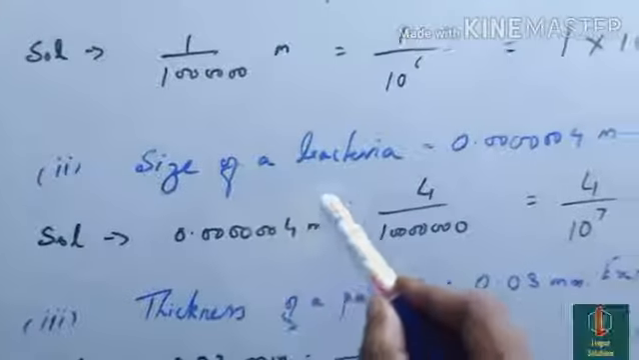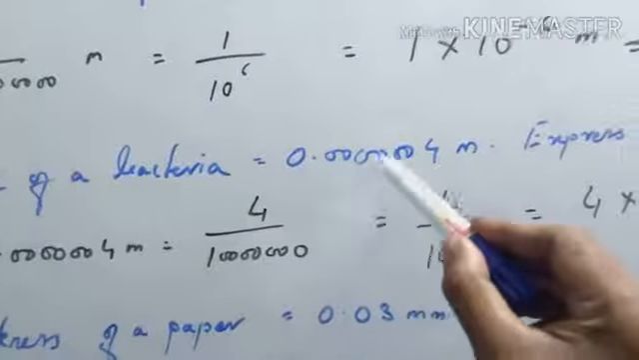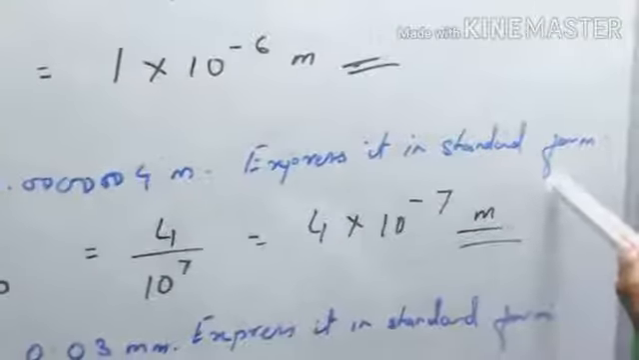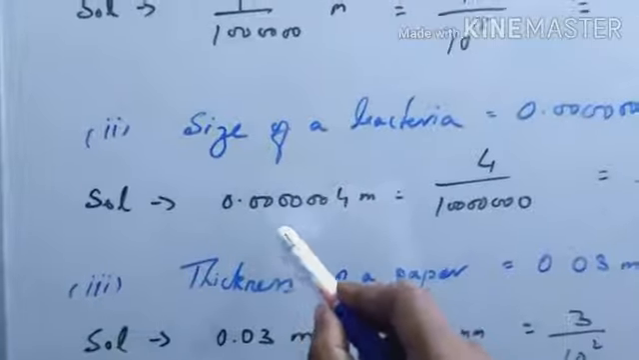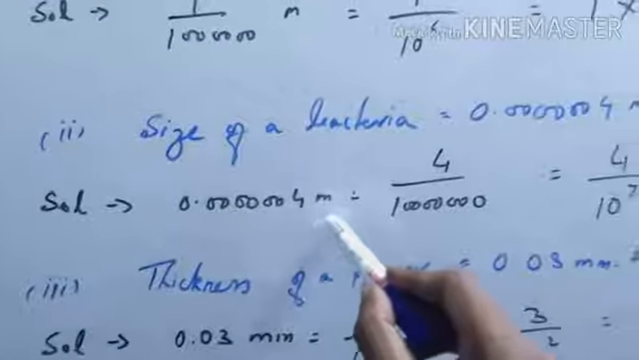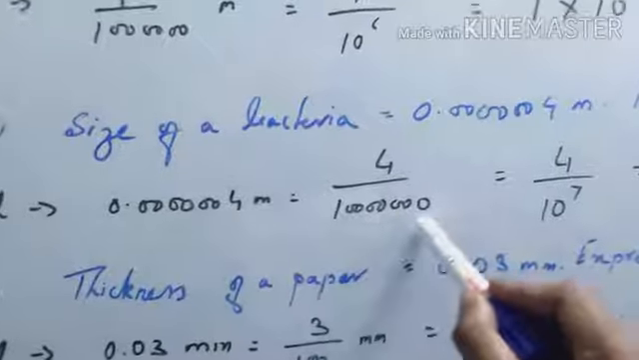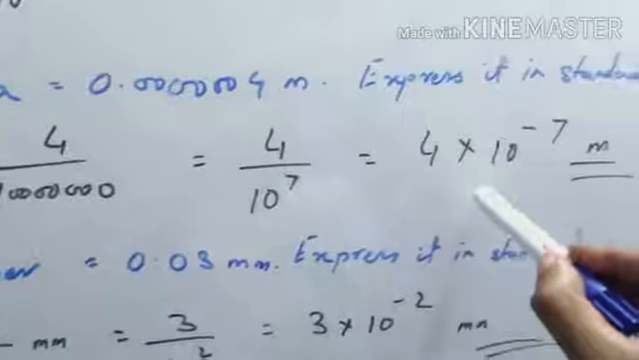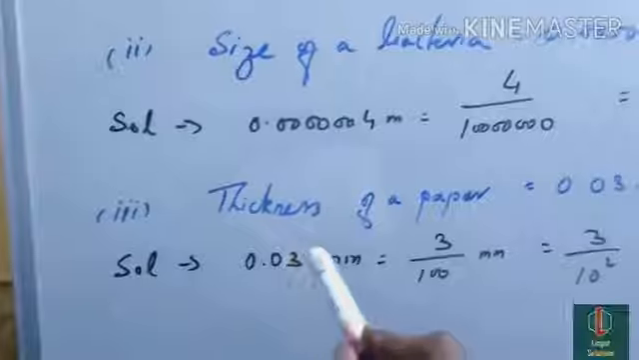Next one is size of a bacteria is equal to 0.000004 meter. Express it in standard form. Solution: 0.000004 meter is equal to 4 by, here it will be 10 to the power 7, is equal to 4 by 10 to the power 7 is equal to 4 into 10 to the power minus 7 meter. This is the answer. Now come to next one.